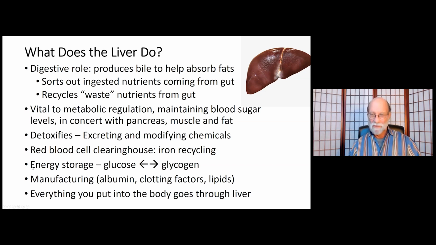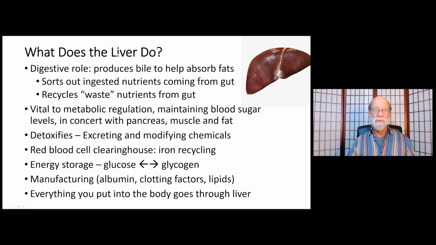And then also the liver is important for storing energy, being able to take glucose and convert it into glycogen, but also doing the reverse. So when we need it, taking that glycogen and converting it back to glucose. The liver also has this major function as the main factory of the body, manufacturing things like proteins or some types of lipids. Our ability for our blood to clot is completely dependent on proteins that are manufactured in the liver. And essentially, it's important to remember that everything you put into your body goes through the liver.